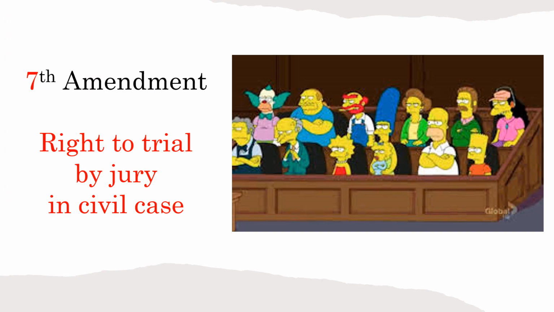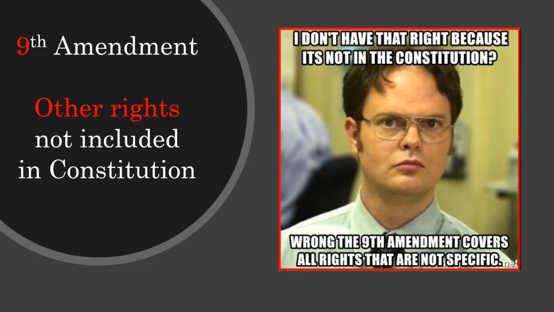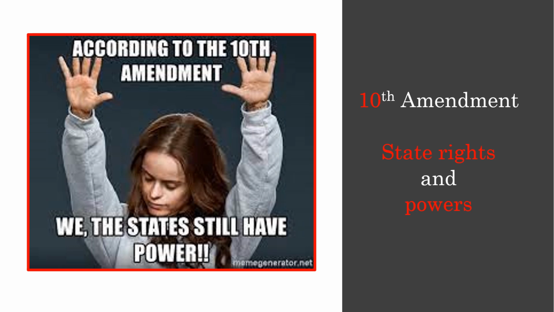Seventh Amendment, right to trial by jury in civil case. This is different from the Sixth Amendment in that it addresses civil cases. Eighth Amendment, no cruel or unusual punishments. Ninth Amendment, other rights not included in the Constitution. And the 10th Amendment, state rights and powers.